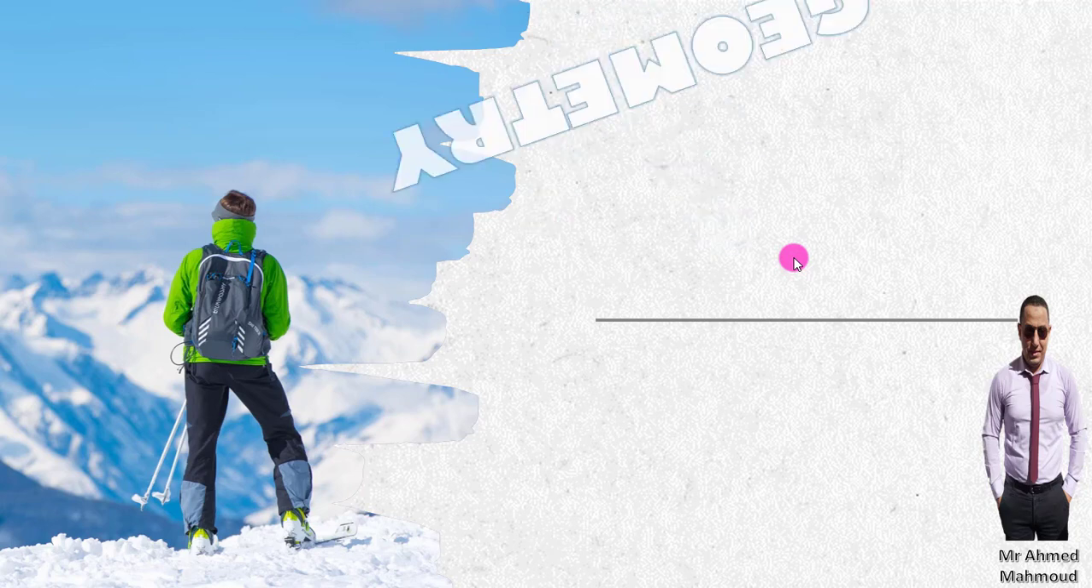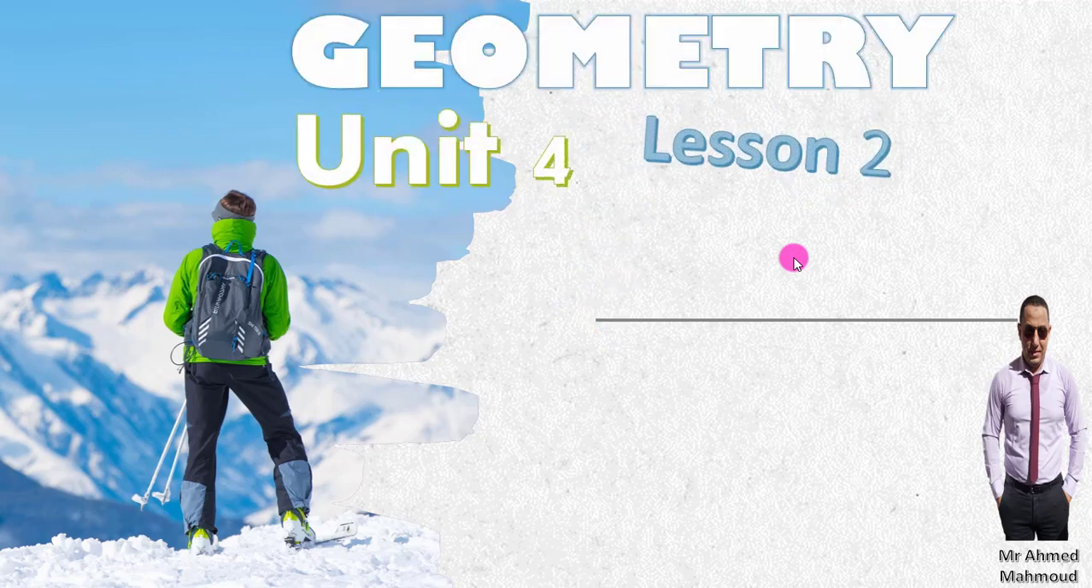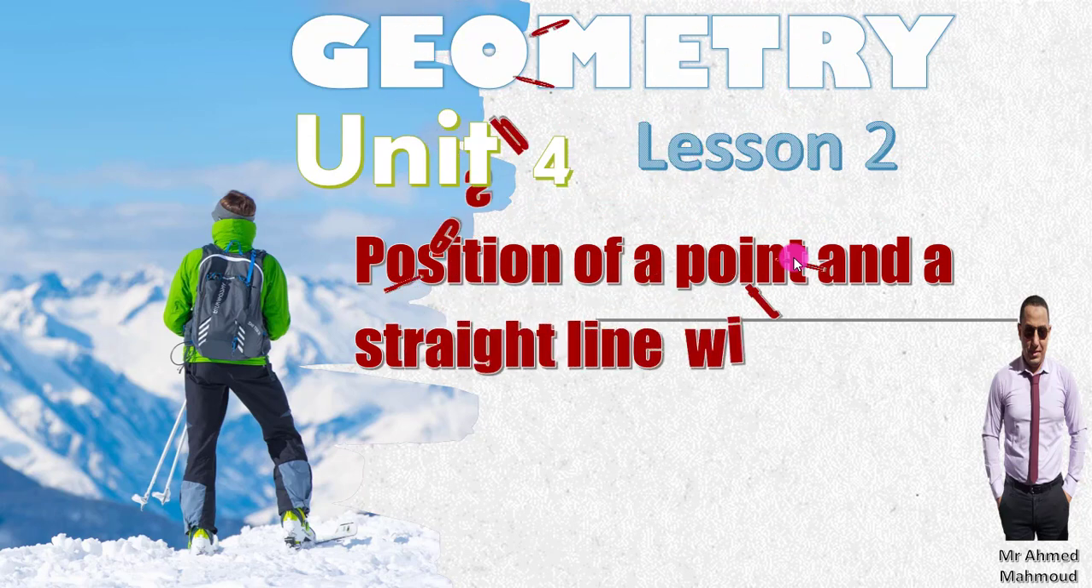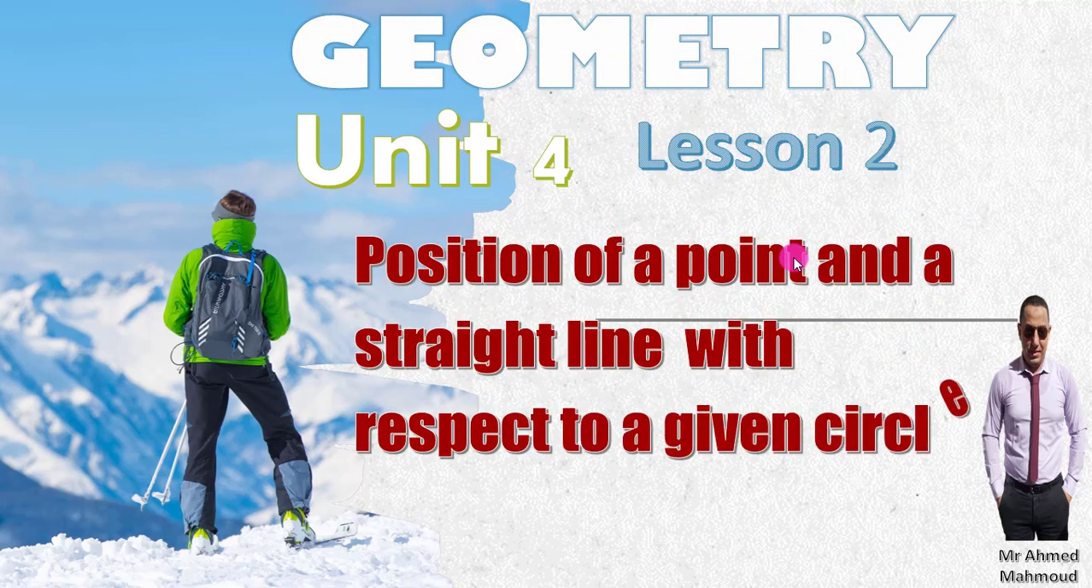Today, inshallah, we have the second lesson in the Geometry Unit 4 Lesson 2. The lesson is called Position of a Point and a Straight Line with respect to a given circle. In this lesson, inshallah, we are going to learn how we can identify the position of a point and a straight line with respect to the center of the circle, related to the distance between this straight line or point and the circle. Let's start the lesson.